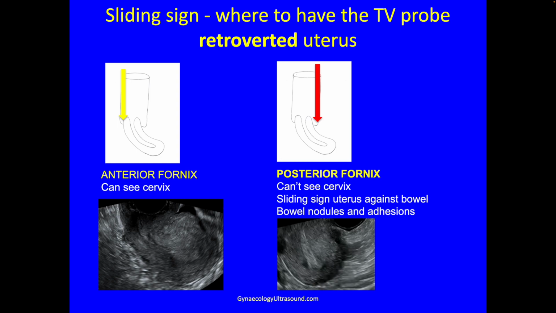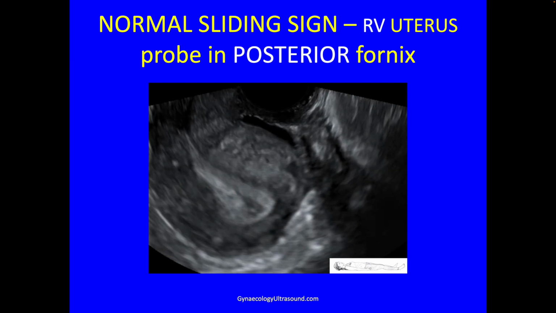Where to put your probe in a retroverted uterus? If you put the probe in the anterior fornix, you can see the cervix, but it's quite difficult to judge mobility at the back of the uterus. This is the torus, and this is where we need to see mobility behind the uterus. So putting it in the posterior fornix, you can't see the cervix because it's pushed out of the way, but you can now see the sliding sign of uterus against bowel and look for bowel nodules and adhesions. So in a retroverted uterus, we need to put the probe in the posterior fornix, which is where it tends to end up anyway. And this is a normal sliding sign in a retroverted uterus.